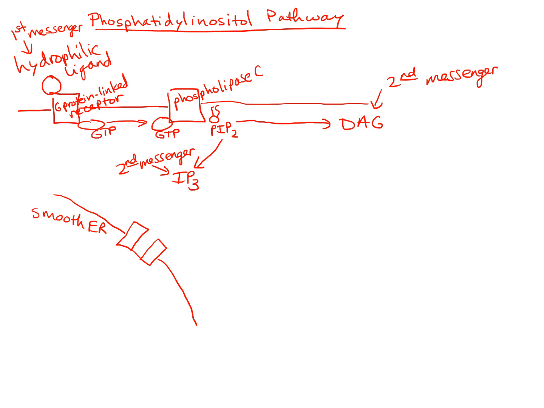Okay, and DAG and IP3 are going to do different things. So DAG will activate protein kinase C. And the C just matches the C in phospholipase C. And being a kinase enzyme, remember, it's going to phosphorylate proteins.